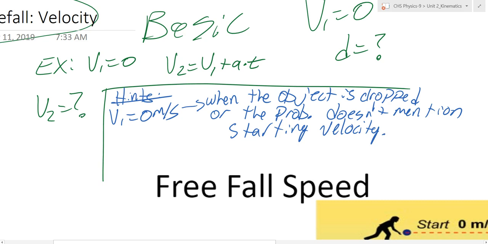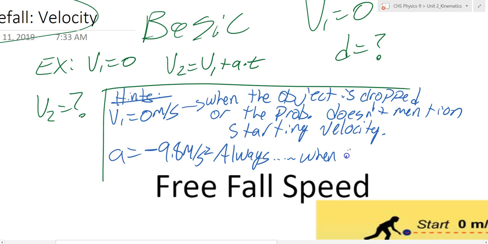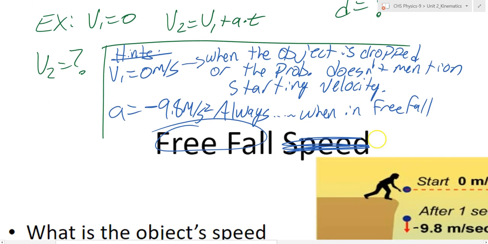The other hint that you should know is that a is going to equal negative 9.8 meters per second squared always when in free fall, which obviously all of these will be. And really, instead of saying free fall speed, we should be saying free fall velocity.